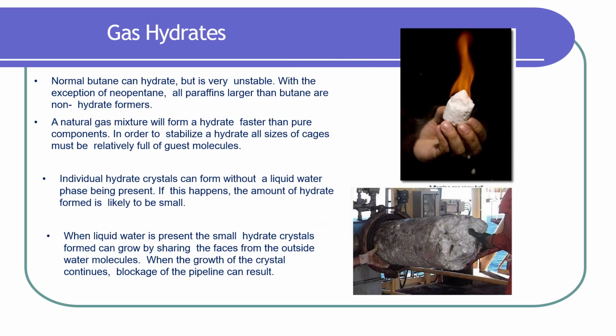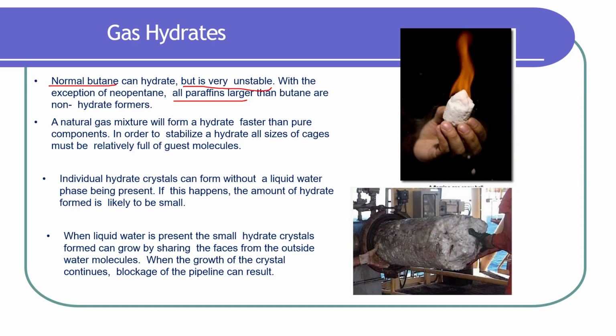Another few points about gas hydrate formation is about the heavier fractions. Now we're going to talk about, for example, normal butane. Normal butane will form a hydrate, but this hydrate is very unstable, which means that it can dissociate easily. Therefore, we can accept the fact that all paraffins larger than butane are non-hydrate formers, so they will not form hydrates.